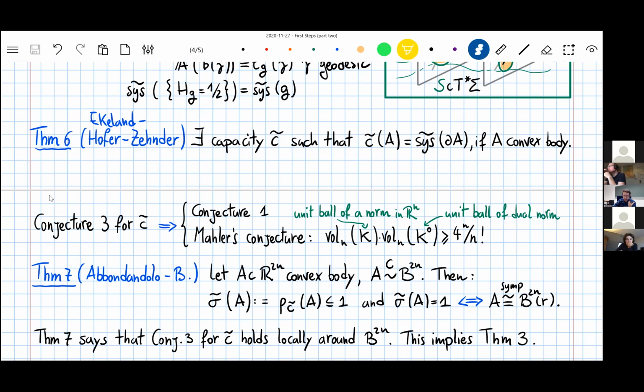So if you have a norm in R^n, you can consider the unit ball of this norm, let's call it K. But then you also have the dual norm, and then you have a corresponding ball K polar. The idea is that if you take a smaller norm than the bigger norm K, the dual norm will be bigger. So these two things play against each other. So if you now take the product of the volumes of the two balls, then you get some quantity that you might expect to be interesting.